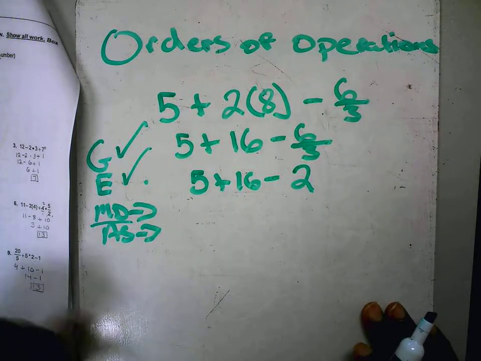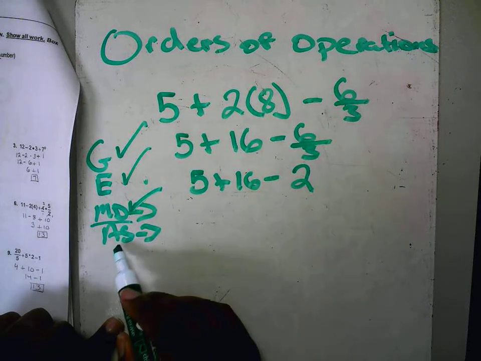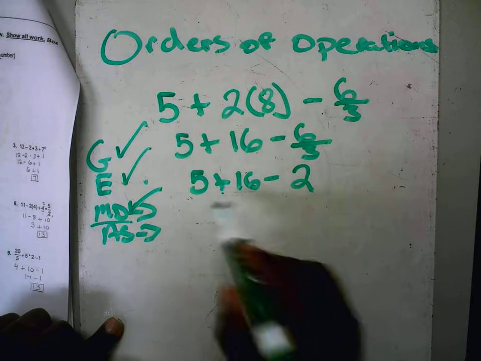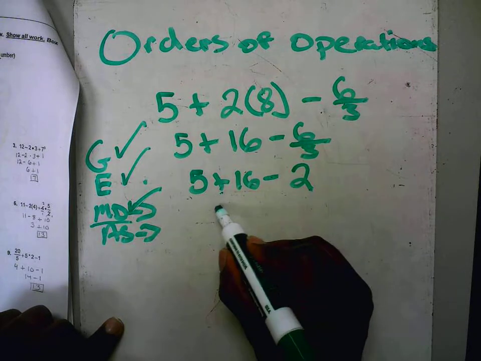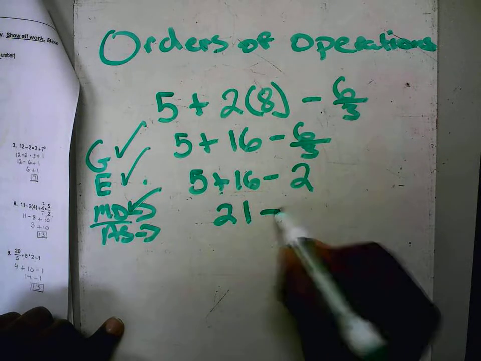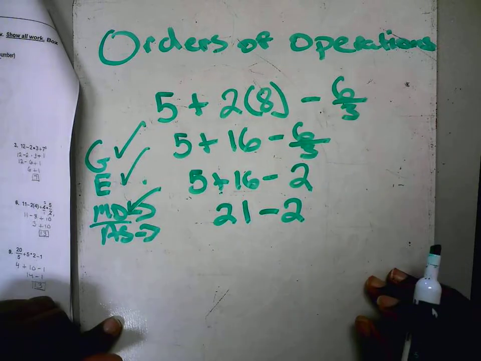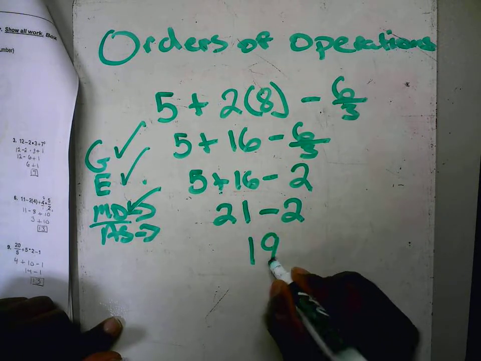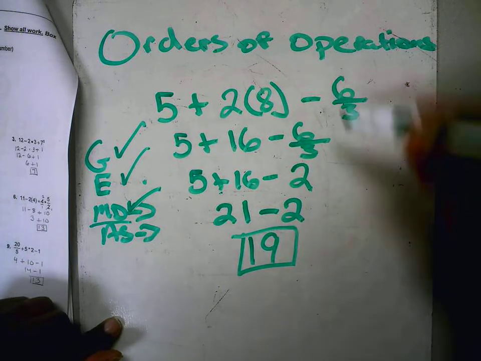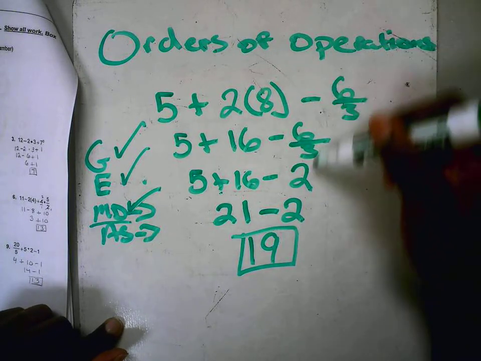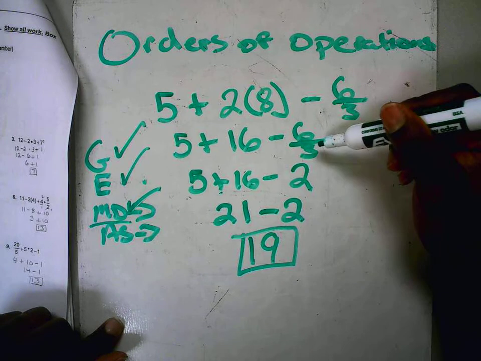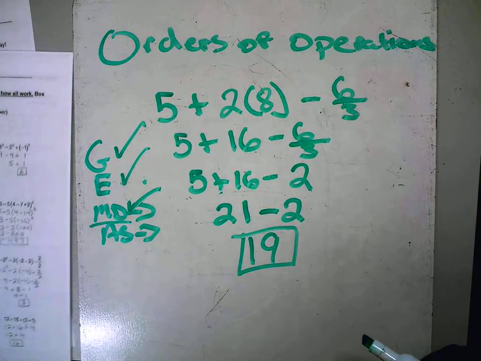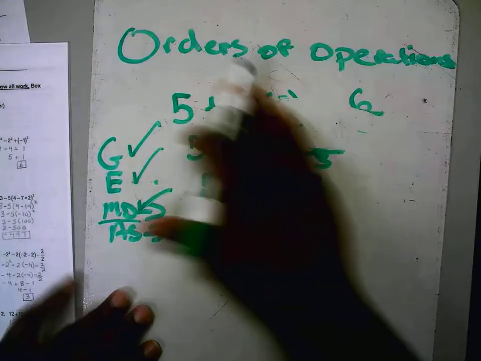Then we do addition and subtraction, whichever comes first from left to right. I see addition, I see subtraction, I see addition first, so that's going to be 21 minus 2. Okay, so 21 minus 2 is 19. Always box your answer, and you can see I work from top to bottom, only doing one operation at a time. Alright, let's move on to another problem.